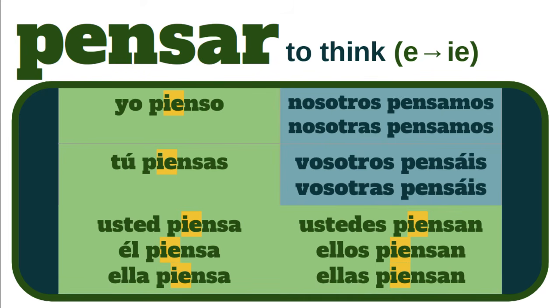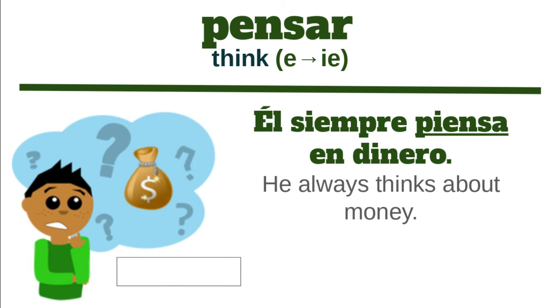Another E to IE stem changing verb is the verb pensar, which means to think. Again, the nosotros and vosotros forms do not have the change. The other four forms do. Yo pienso, tú piensas, usted, él, or ella piensa, nosotros pensamos, vosotros pensáis, ustedes, ellos, and ellas piensan. Él siempre piensa en dinero. He always thinks about money.